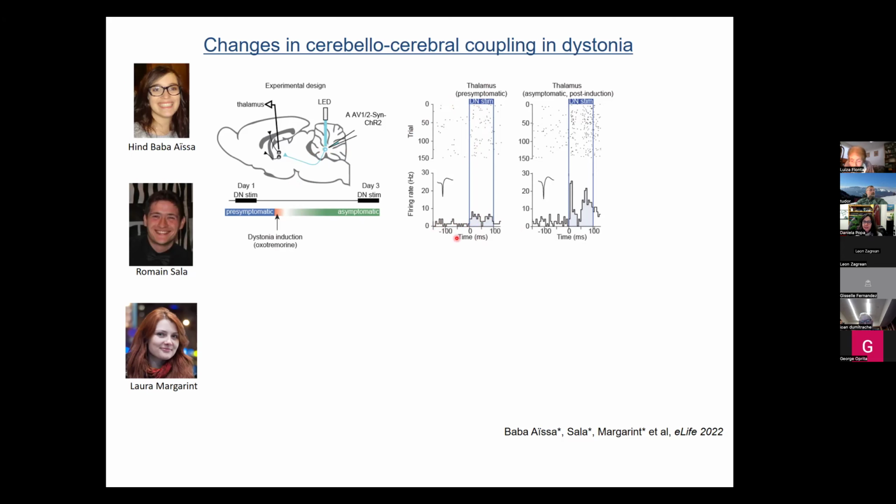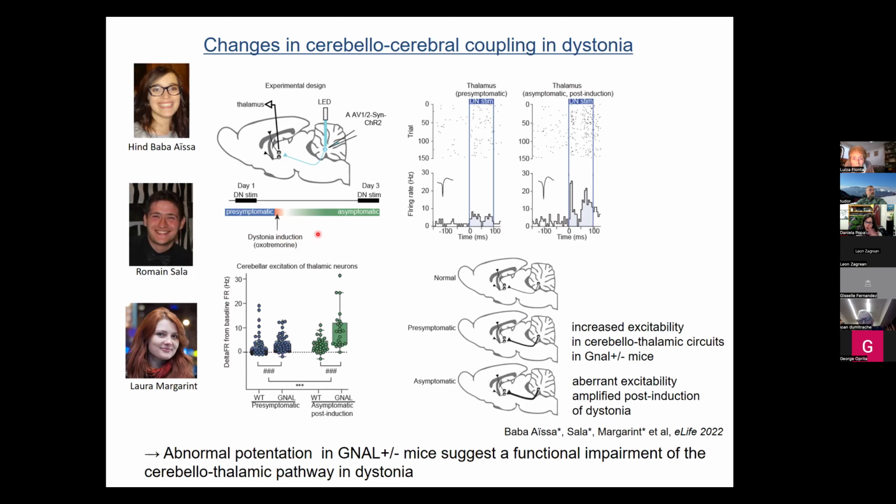So we see the activity in the presymptomatic state. We see already that it's increased activity. And we can see from this example that we have an even higher increase in the asymptomatic case. So no movement at that moment, but dystonia already induced in these animals. We can look at all the data, and here we can see the cerebral excitation of these thalamic neurons, and we see that we have an increased excitability.